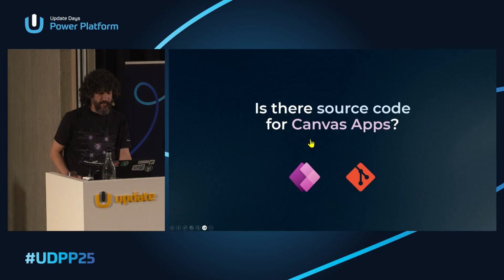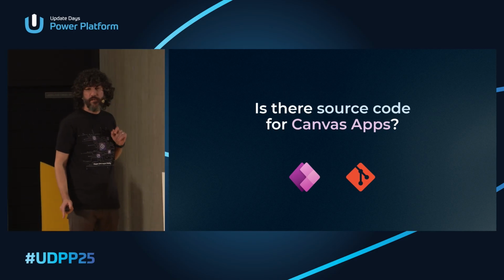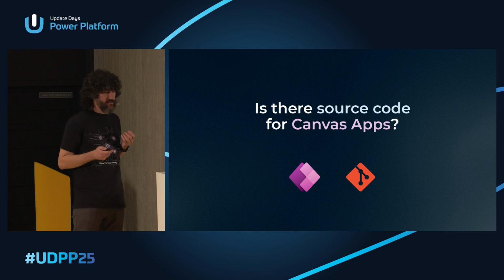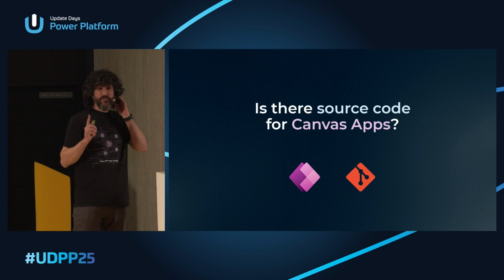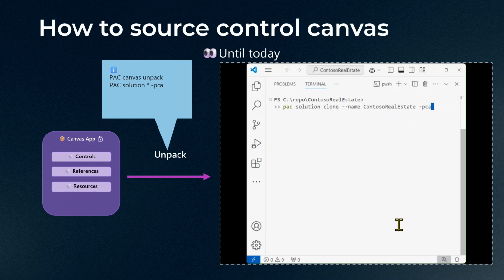Yes. So here is the question: is there a source code for a Canvas app? Because a Canvas app is an abstraction. We know there is a fundamental source code underneath. How can you source control it? Today, there is a way. It's not supported, and I'm just showing it because maybe you are using it and you don't know.